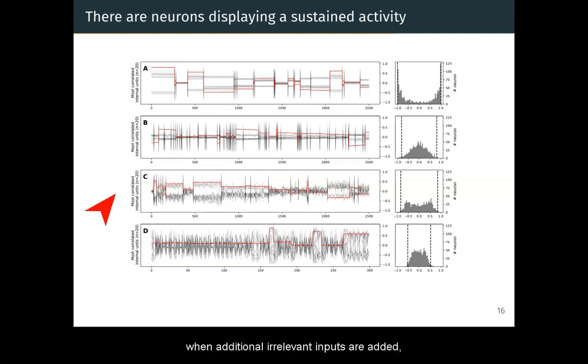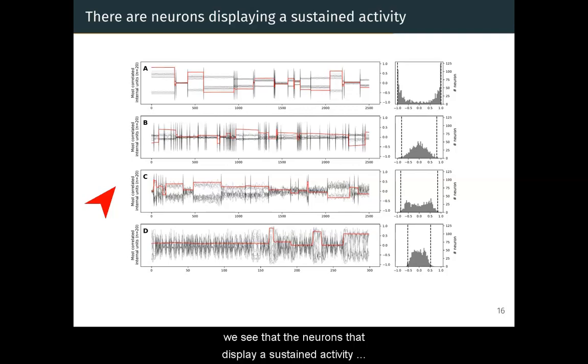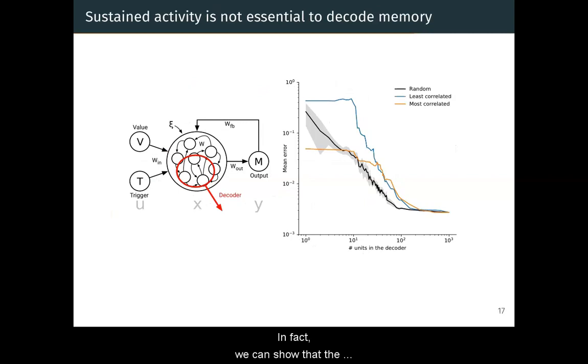Actually, in C, when additional irrelevant inputs are added, we see that the neurons that display a sustained activity strongly oscillate because of the inputs. The question is then, are neurons displaying sustained activity essential at all? In fact, we can show that the neurons displaying a sustained activity are not essential to decode the memory.